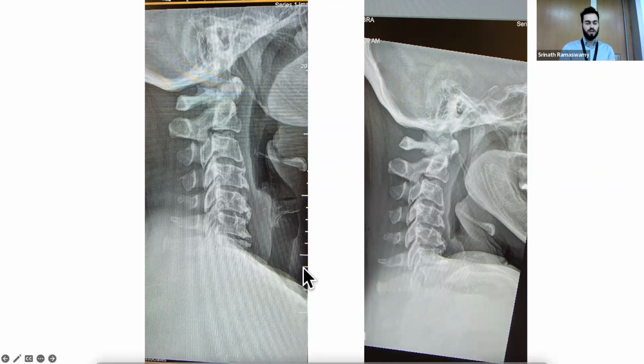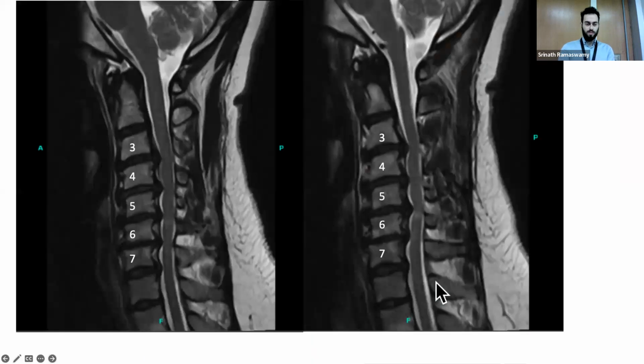The one thing out of the ordinary here is that in extension she can barely go to a straight position, and in weight bearing she is in kyphosis, which is bad for one reason. Kyphosis is kind of bringing the spinal cord closer to all the anterior pathology.